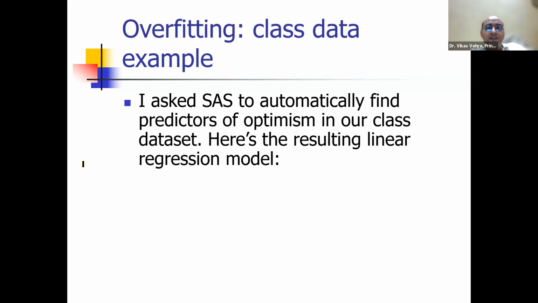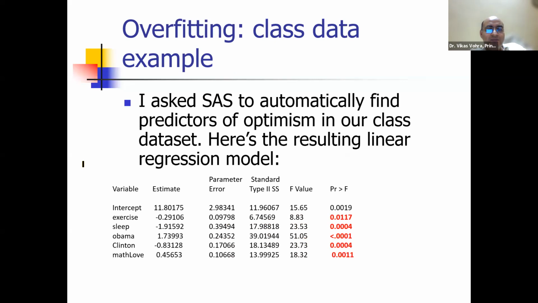So suppose we take an example where you tell the software to automatically give us the regression model results. It has given this type of result, and you can see the variables were exercise, sleep, Obama, Clinton, and love for math, and you have to predict optimism from them. So you see the significant effects. All of them are having a significant effect except exercise. It is a little higher than the 1% level, so it is not significant, but the effects of sleep, Obama, Clinton, and love for math are.